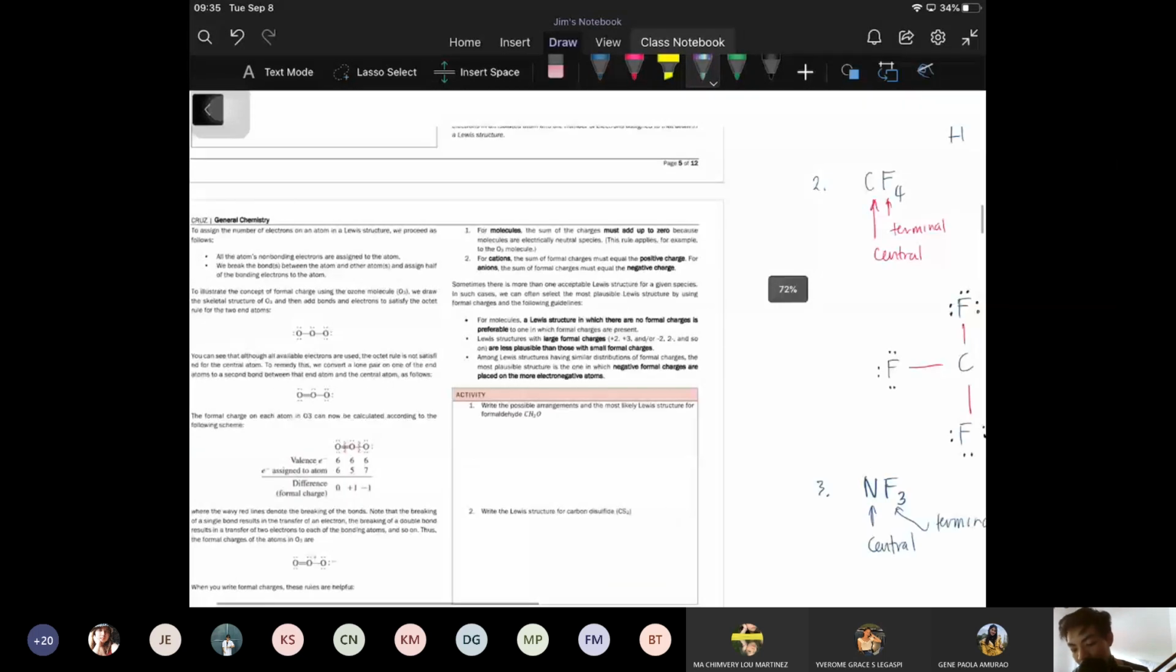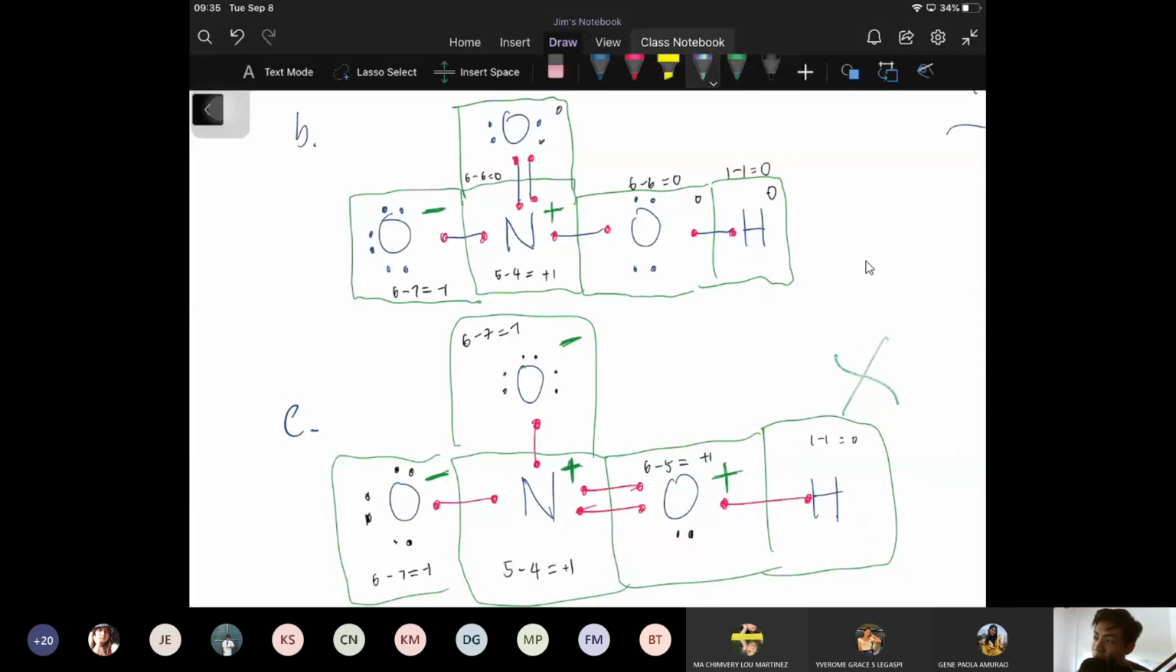So let's look at our two structures. Looking at our structures, letter B contains less charged atoms. Only two have a charge, compared to structure C. So at the first guideline, C is already out. Because again, what does the first guideline say? As much as possible, only a few atoms have a charge. If 0 is possible, then okay. This time, it isn't.